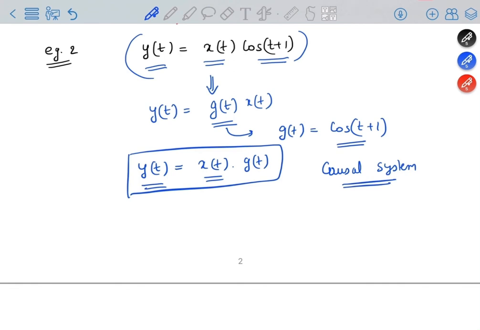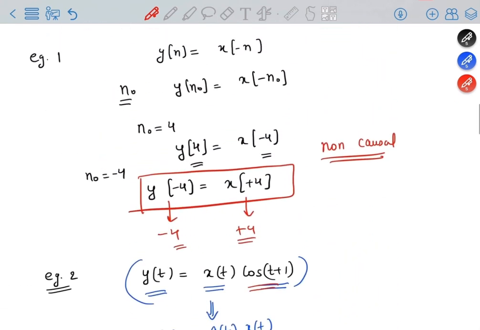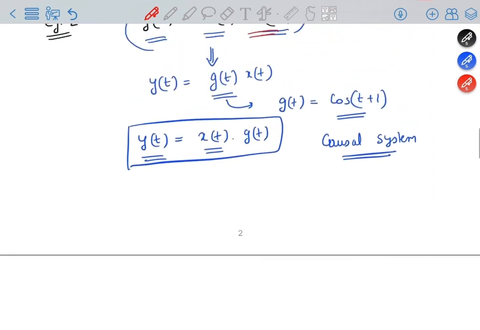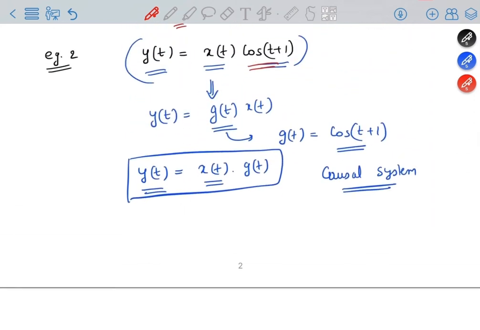So be careful while judging whether the system is causal or not, because at a simple glance this system was looking non-causal, but it seems to be causal, and the previous one which was looking causal was not actually causal. When we take into consideration the depth of the concepts, then we find that example 1 is non-causal and example number 2 is causal. So this concludes the causality of a system.